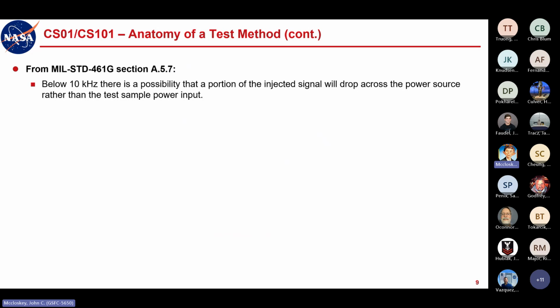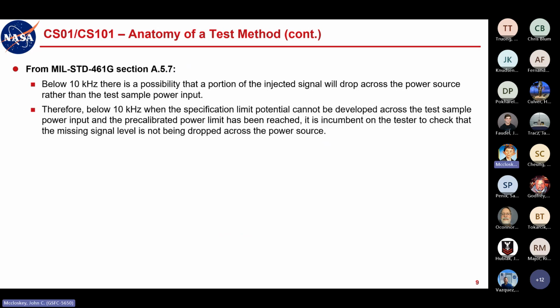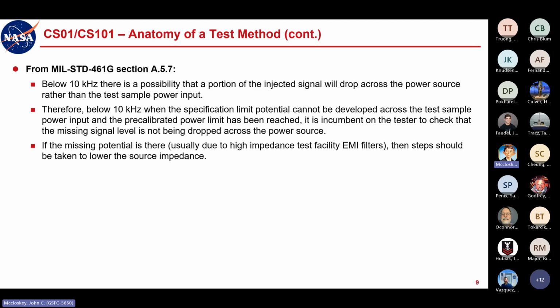So below 10 kilohertz, there is a possibility that a portion of the injected signal will drop across the power source rather than the test sample power input. Therefore, below 10 kilohertz, when the specification limit potential cannot be developed across the test sample power input, the pre-calibrated power limit has been reached, it is incumbent on the tester to check that the missing signal level is not being dropped across the power source. If the missing potential is there, usually due to high impedance test facility EMI filters, then steps should be taken to lower the source impedance.